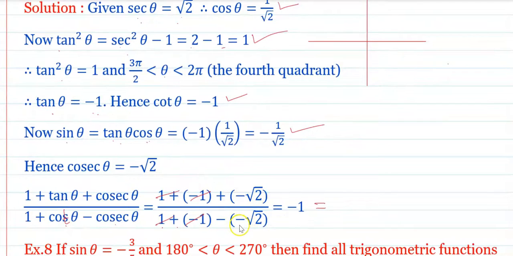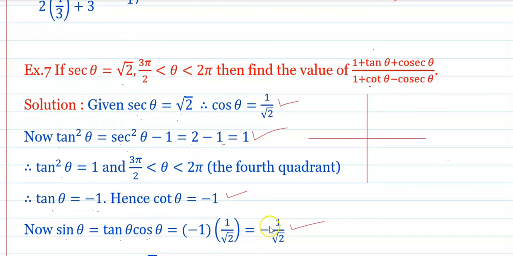This minus and minus will become plus. Minus root 2 upon plus root 2. Therefore, you will get here minus 1. Hence, the answer is minus 1. Okay. Easy question. Okay?